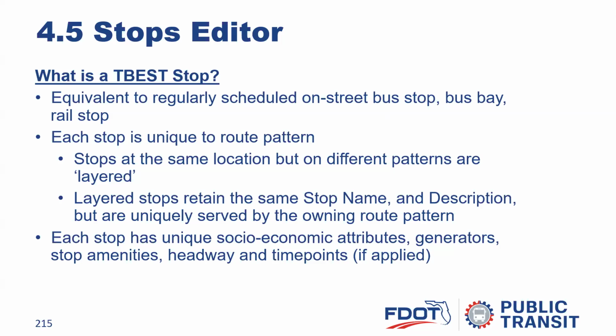Oaks Mall example, where we had two stops that were the same stop name, stop ID, but they were on different patterns. So they're sitting on top of each other, but they hold the same characteristics, basically, but they're on different patterns. So that way you can delete a stop on a particular pattern without deleting all stops that serve that location.